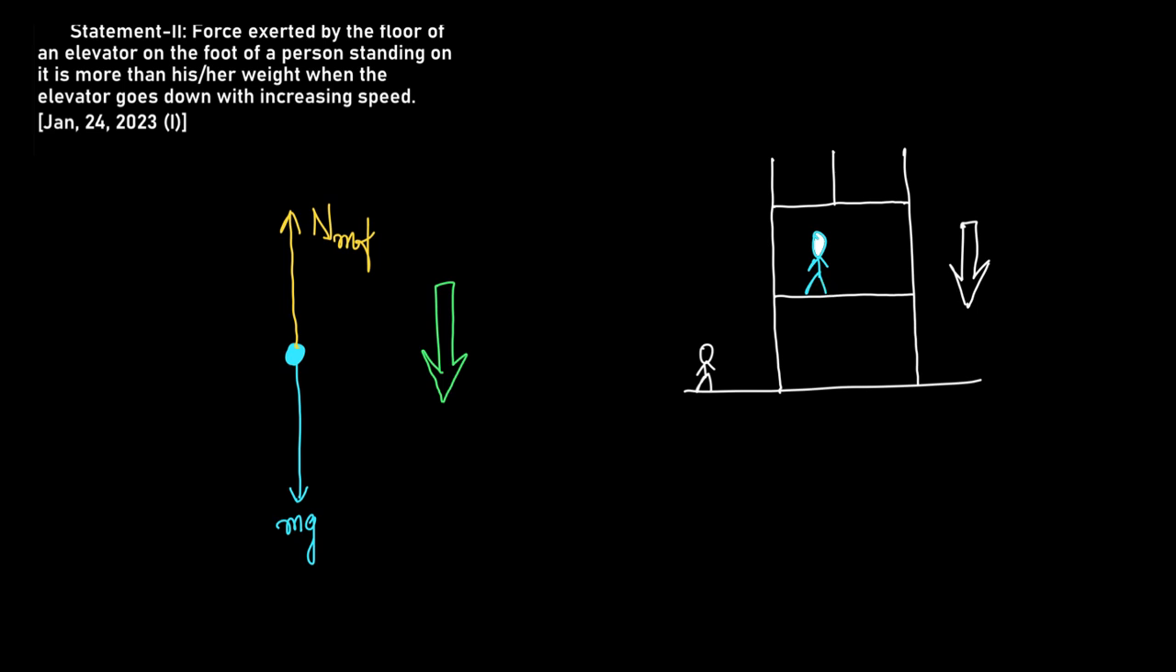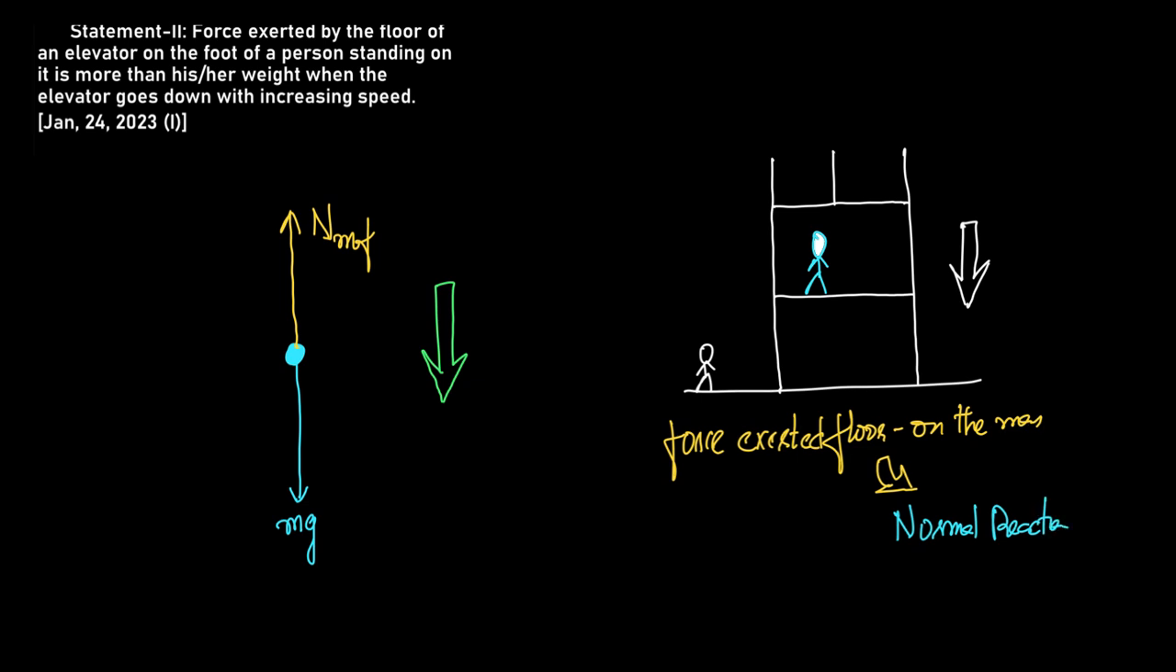Now maybe I can just write it down one more time. So the force exerted by the floor of the lift on the foot of the man, right? What is this force? Oh, come on guys, we've been discussing many such problems. This force is nothing but what we call the normal reaction. Now, normal reaction, to be more specific, normal reaction on the man imparted by the floor of the lift, right?